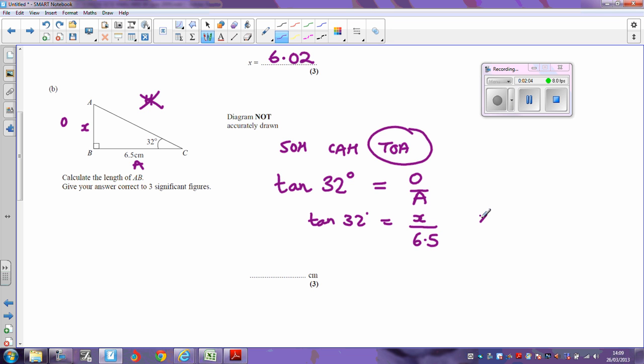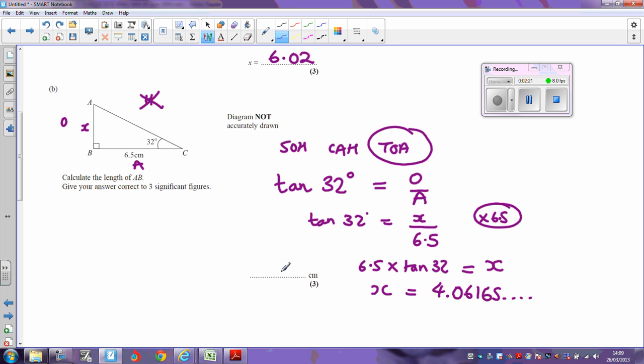Now to get x alone, we need to multiply by that 6.5. So x is going to be 6.5 times tan 32. Plug that into your calculator, we get x is equal to 4.06165, and so on. In other words, to three significant figures, the length of AB is going to be 4.06 centimeters.